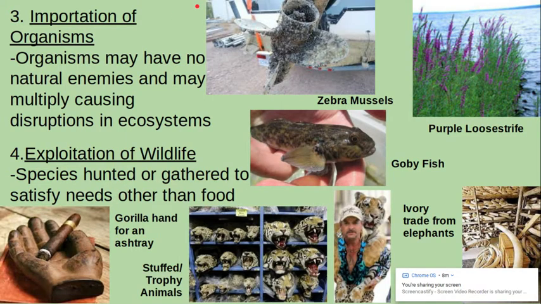Importation of an organism. This is one the Regents loves to bring up. Importation, exactly what it says. The organism is not native to that area. It's not from there. Organisms may have no natural enemies, like they don't have a predator because they've been introduced into that area. They can multiply. The population is going to get really high, causing a disruption in the ecosystem.